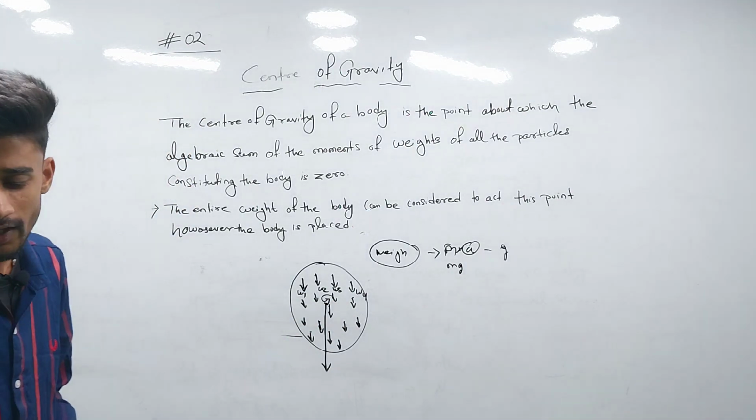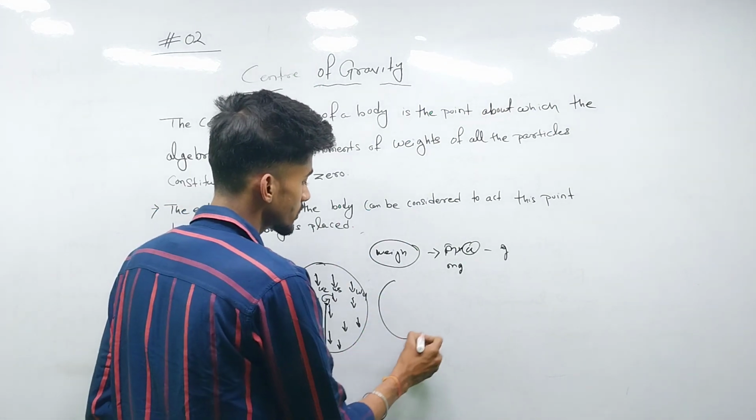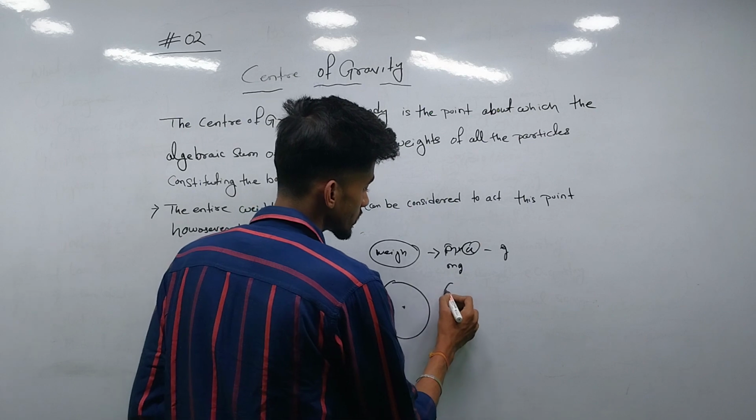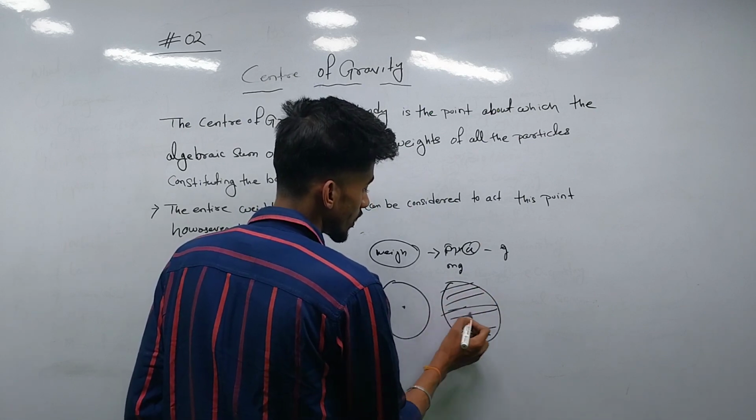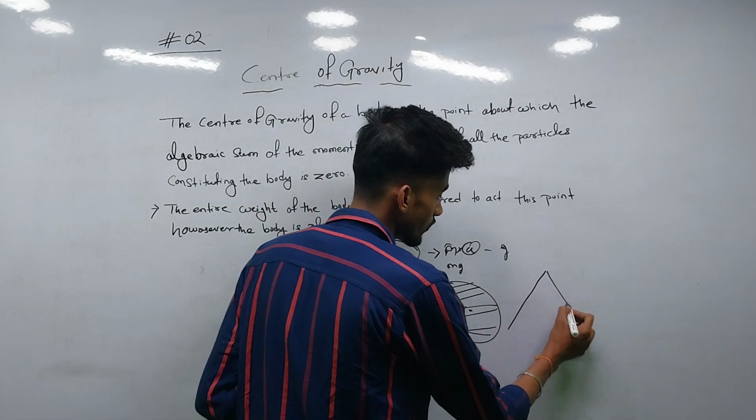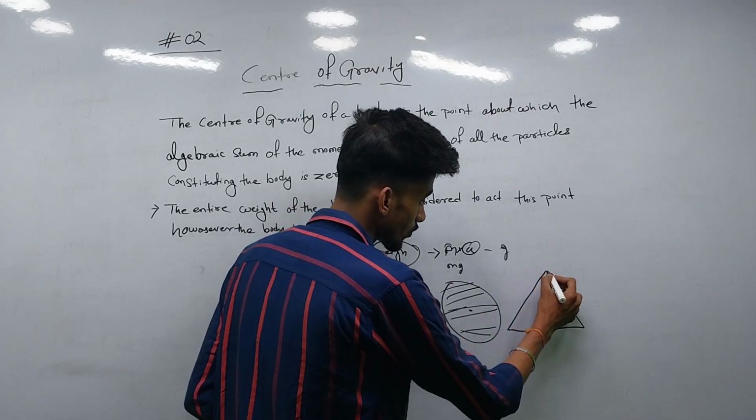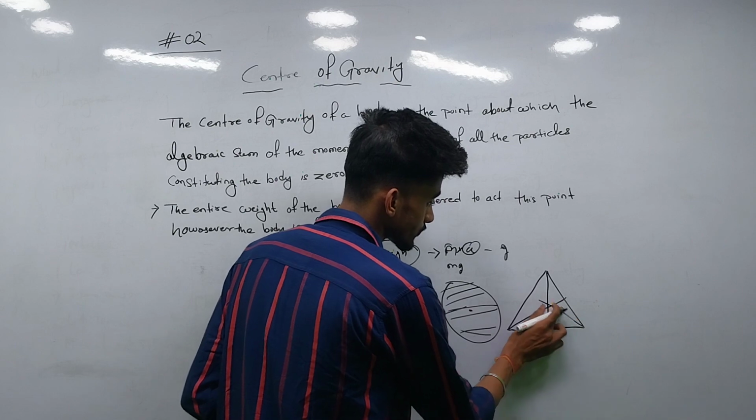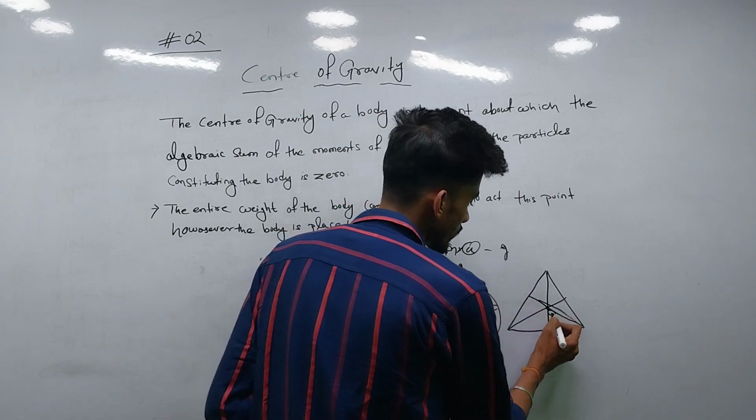The center of gravity is different for different objects. Like this is a circular ring, the center of gravity will be this point. If this is a circular disc, the center of gravity will be this point. If there is a triangular lamina, the center of gravity will be at this point; we have to draw this line, and after drawing this line, the point we get will be the center of gravity.